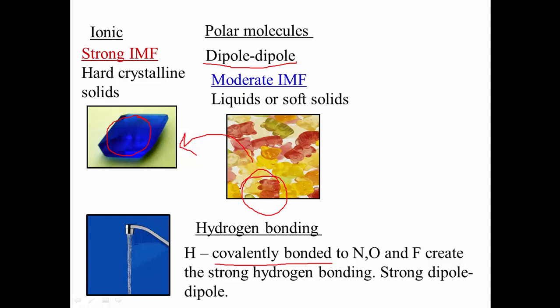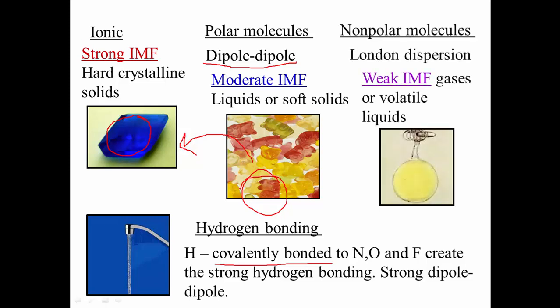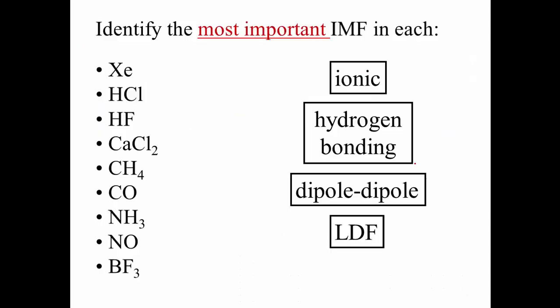So the gummy bears are made out of sugar. Sugar is a polar molecule, and it can hydrogen bond as well, but it's got a lot of other dipole-dipole forces in it. And then you've got your weakest London dispersion forces, so you're looking at primarily the gas state or very soft solids. So let's look at some examples.